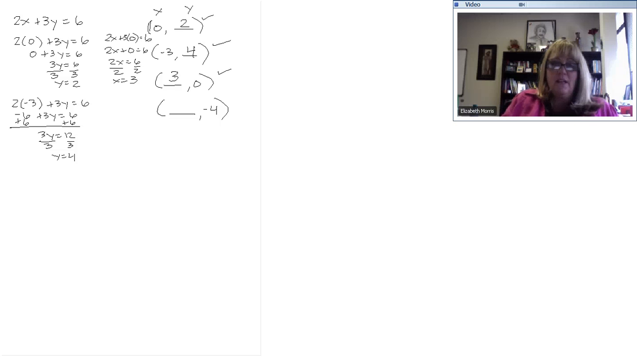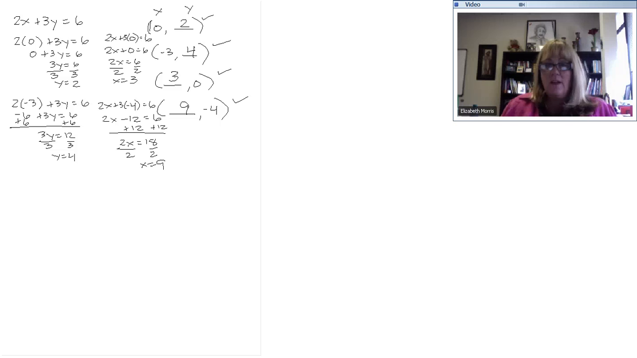And plug in the -4. 2x plus 3 times, and we want it to be -4. So that's 2x minus 12. 3 times -4 is -12, equals 6. Add the 12 to both sides, you get 2x equals 18. Divide by 2, and you get x is 9. So x is 9 when y is -4. They're going to give you the equation, and then they're going to ask you to find the missing either x or y.